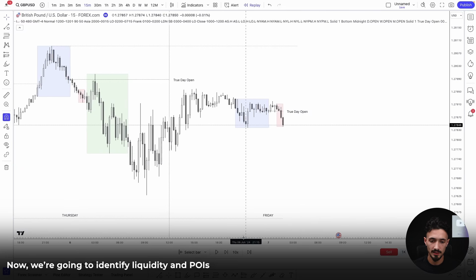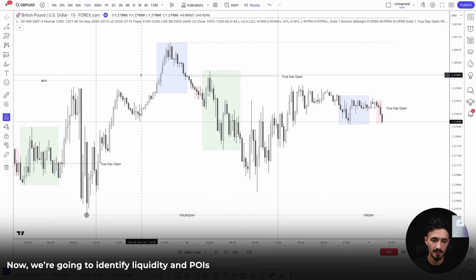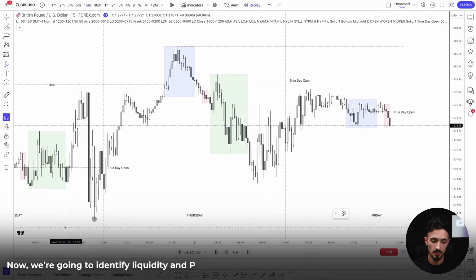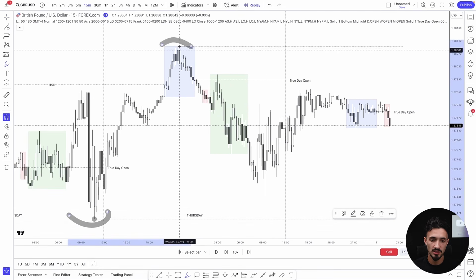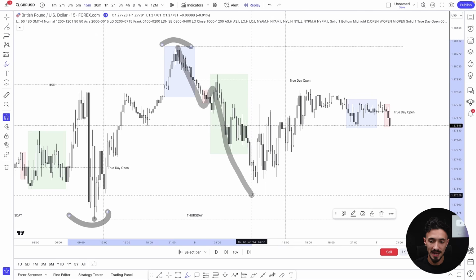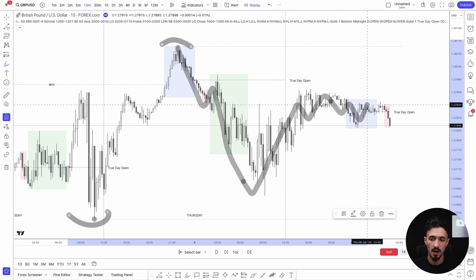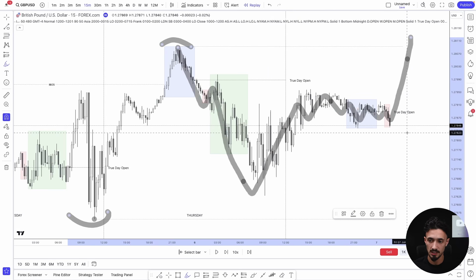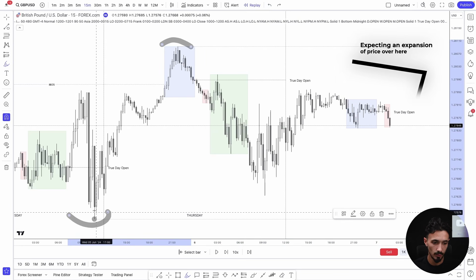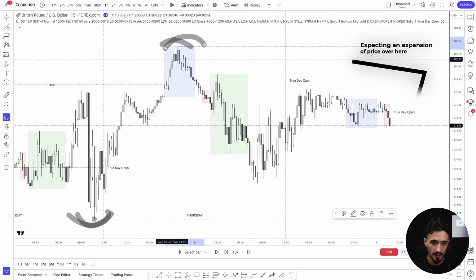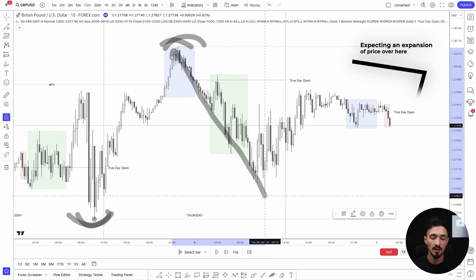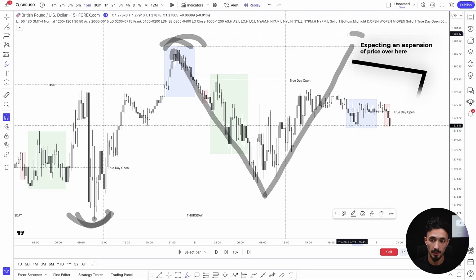Step two is now I need to identify liquidity and points of interest. And so if I'm looking at price, I can see that already after putting in a higher high, so we have higher low, higher high, price has already pulled back. And now it's on its expansion phase. So I know that as London begins, I'm expecting that expansion, right? It's very, very obvious in price. The most probable scenario now is a higher high up in here.